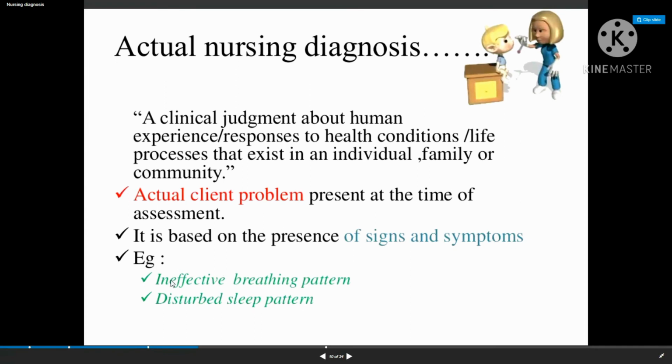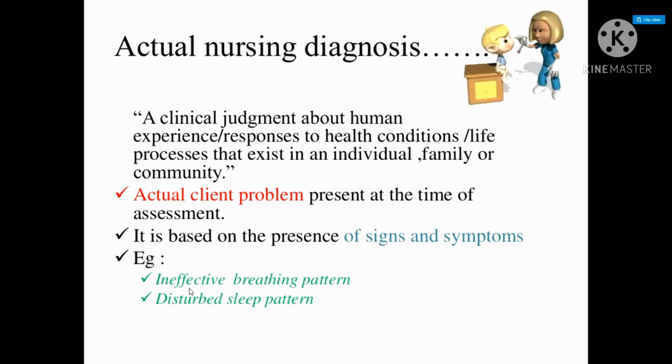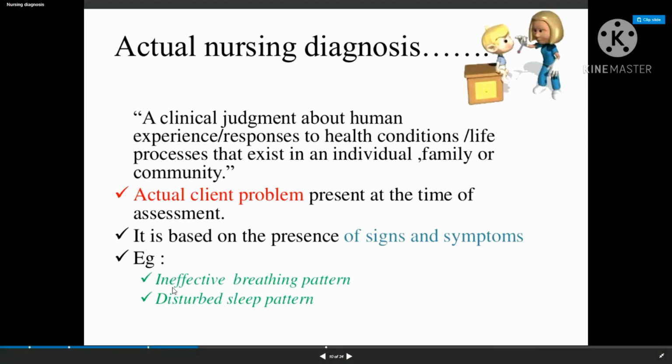For example, one or two of the nursing diagnoses we can tell you: if the patient is having no proper breathing pattern, breathlessness, or difficulty in breathing, at that time you can formulate the actual diagnosis as ineffective breathing pattern. Or if the patient is not having proper sleep in the night, then disturbed sleep pattern. So this is the pattern you have to follow.